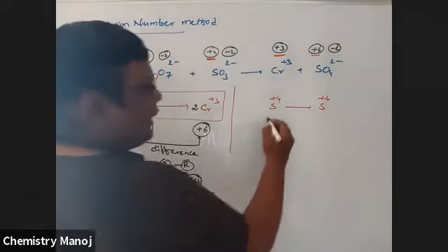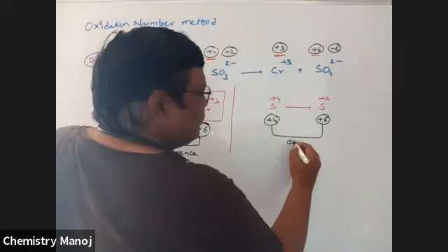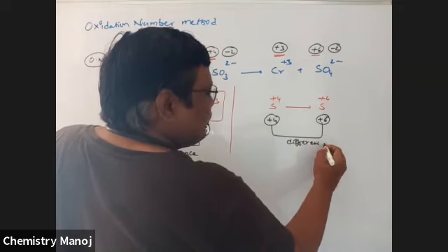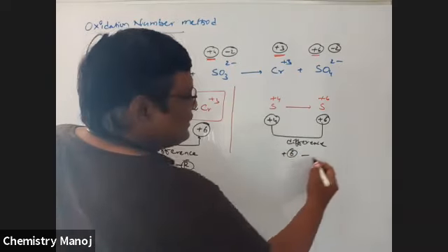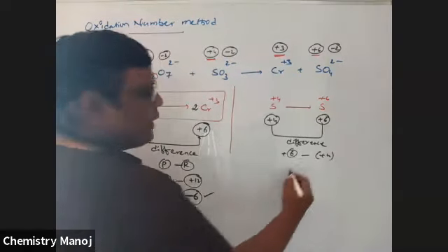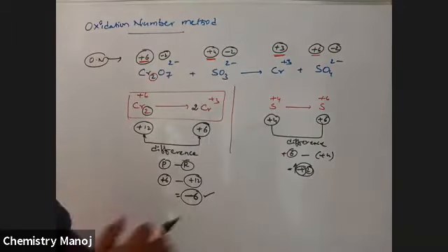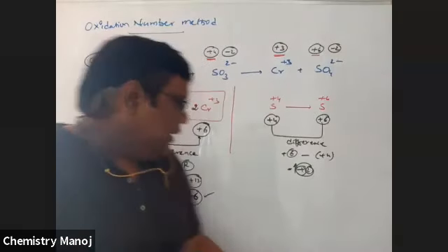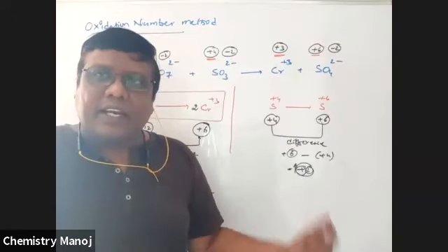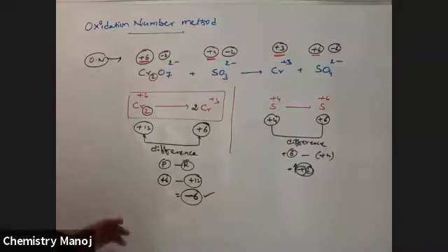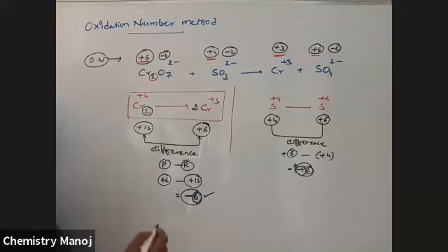Similarly, there also: here +4, here +6. Now, the difference of these two is 6 minus 4, that is +2. Plus indicates increase. How much value increased? 2 units. That means here the oxidation number decreased by 6, and there the oxidation number increased by 2 units.